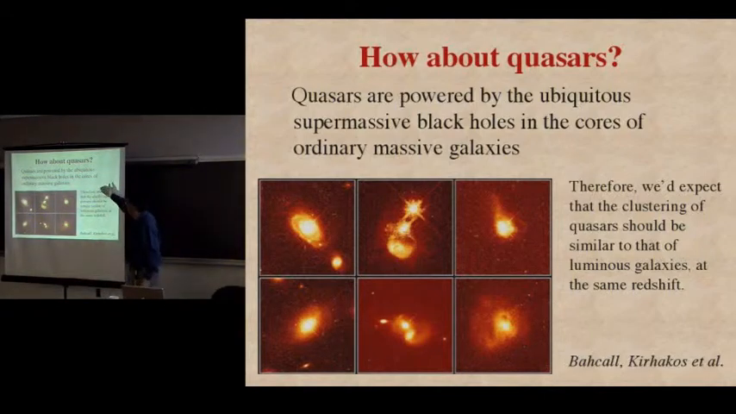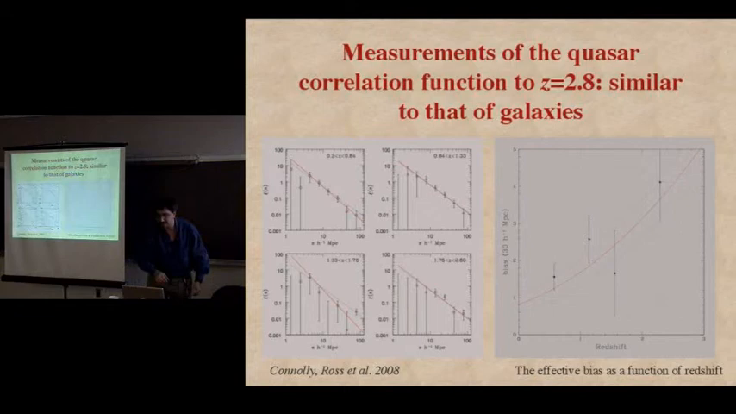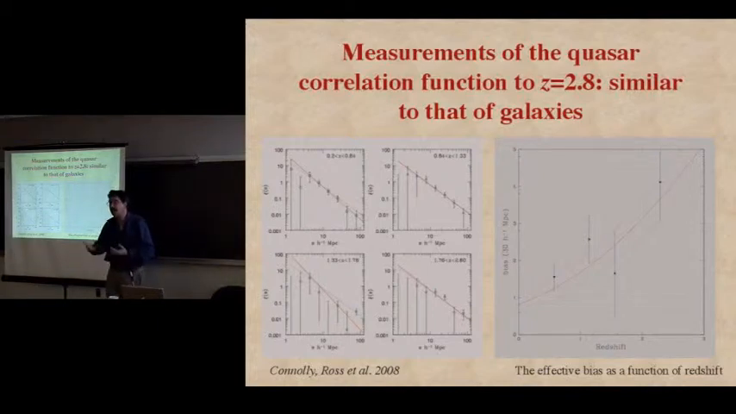So if quasars live in otherwise ordinary galaxies, maybe ones that are undergoing merging that stimulate the quasar phenomenon, we might expect that the clustering of quasars should be really similar to that of luminous galaxies at the same redshift. That might be something, sort of a first naive assumption that one might make. And indeed, people have looked at the clustering of quasars up to about redshift 3 or so, and found this in very rough terms to be true.